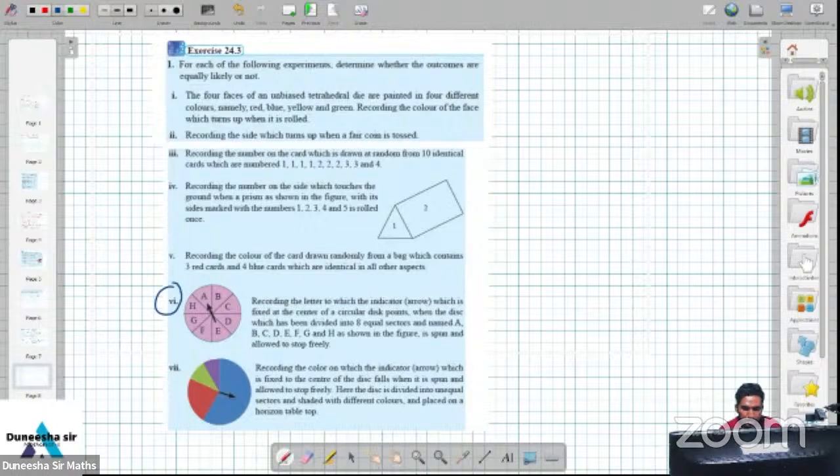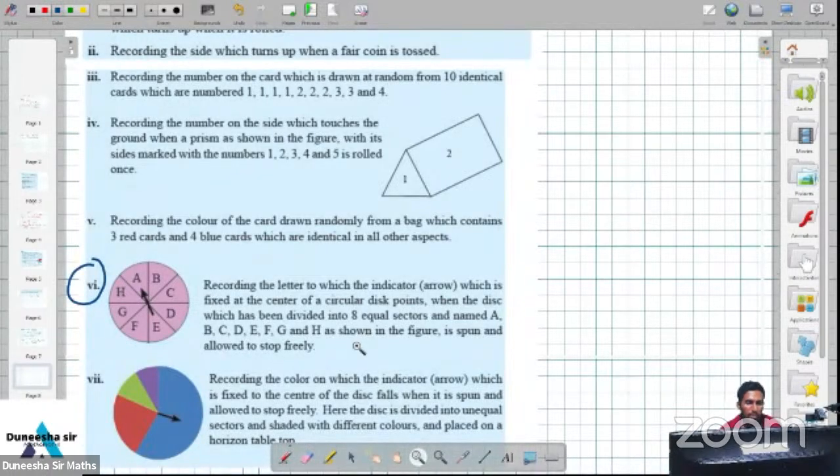What is it asking? Recording the letter to which the indicator arrow, which is fixed at the center, points. The circular disc is spun. Then if we want to get A, what are the possibilities? Are the possibilities equal or not? Is the possibility of getting any letter equal or not? Yes, it's equal.